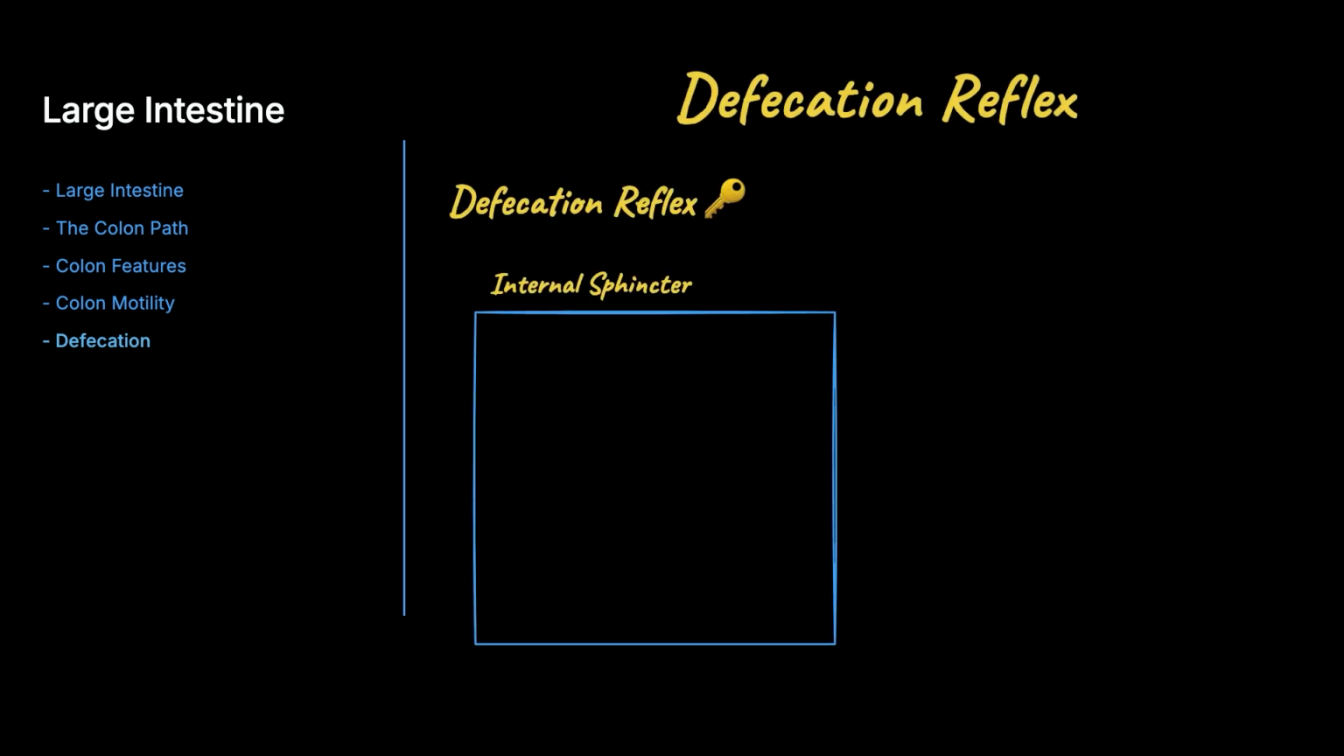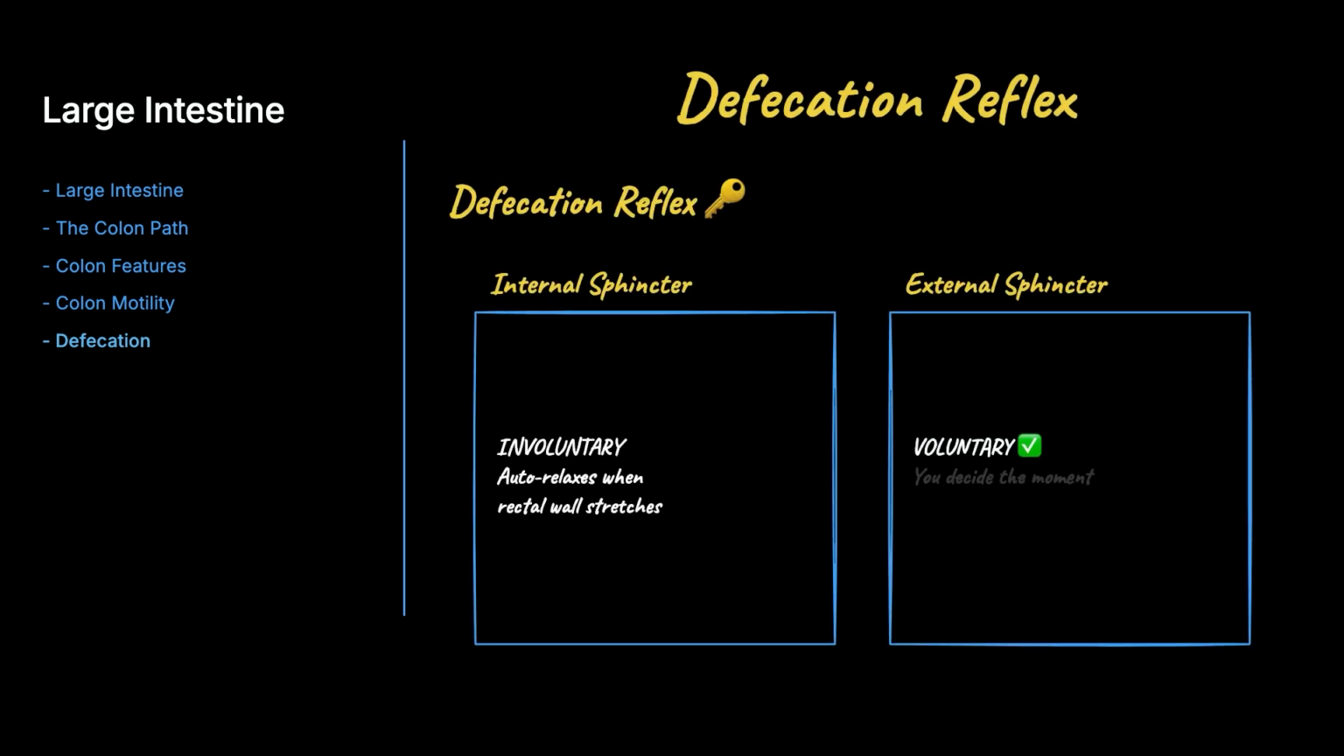Finally comes defecation. As feces stretch the rectal wall, receptors trigger the defecation reflex. The internal anal sphincter, which is involuntary, relaxes automatically, but the external anal sphincter is under your voluntary control, letting you decide if the moment is appropriate. When you relax it and bear down, the waste is expelled, completing the journey.